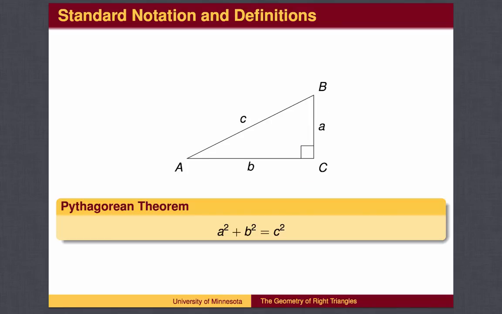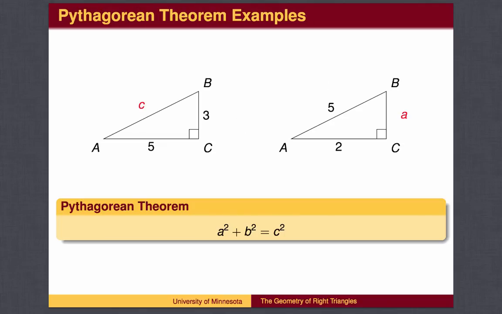Recall that given the lengths of any two sides of a right triangle, we can find the length of the third side by using the Pythagorean theorem. Here are two examples. You may wish to pause this video in order to work out the problems yourself.